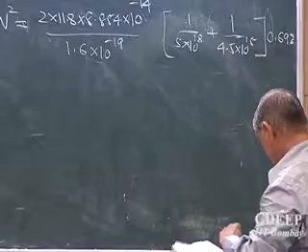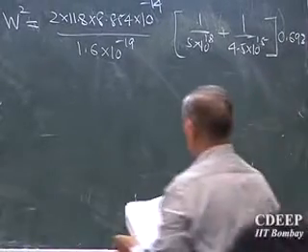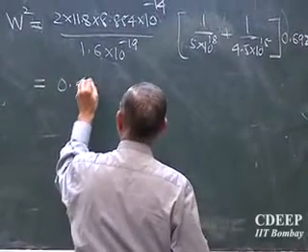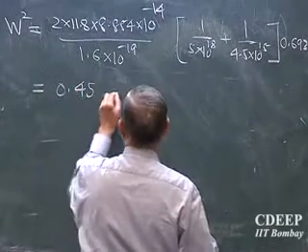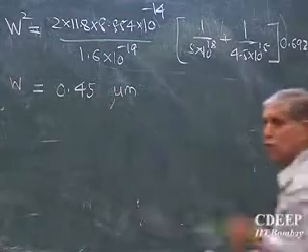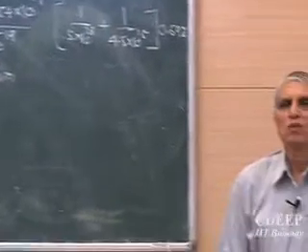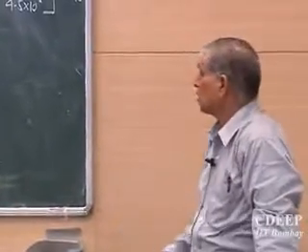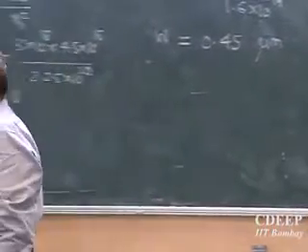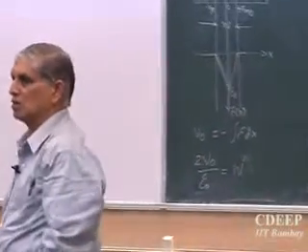I did this calculation and I get W roughly 0.45 micron. So roughly, for no bias being applied, typical depletion widths for the given kinds of doping will be of the order of half a micron.